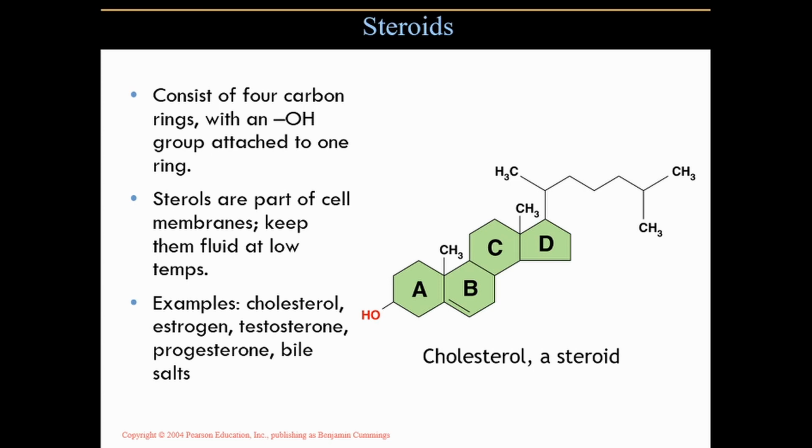Steroids would be a complex lipid as well. They consist of 4 carbon rings with an OH group attached to one of the rings. As you can see in this example of cholesterol, which is a steroid, the OH group is attached at the A ring of the steroid. So we have the 4 carbon rings, A, B, C, D, and with the OH group attached to one of those rings. Sterols, which is this group of compounds that we're looking at here, they're part of cell membranes.